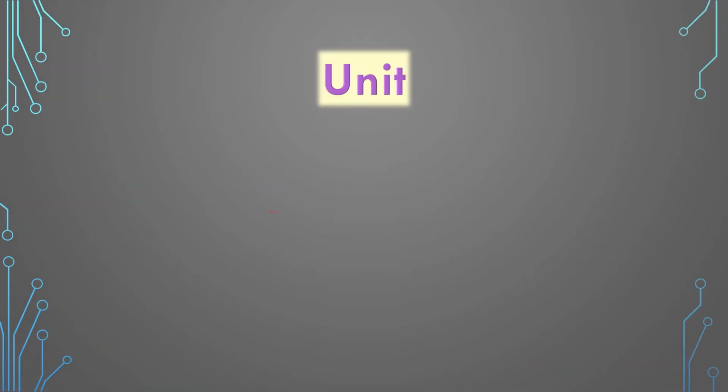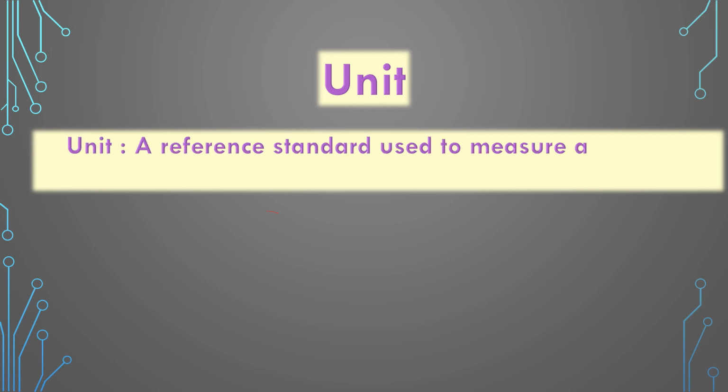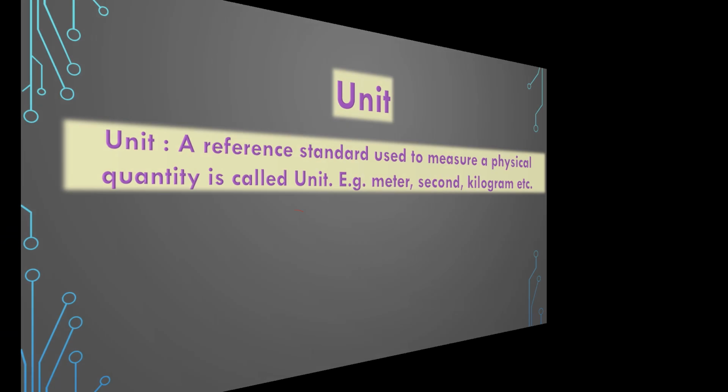For measurement of physical quantities, we are required to define units. Let us first of all understand what we mean by unit. A reference standard used to measure a physical quantity is called unit. Examples: meter, second, kilometer, etc.